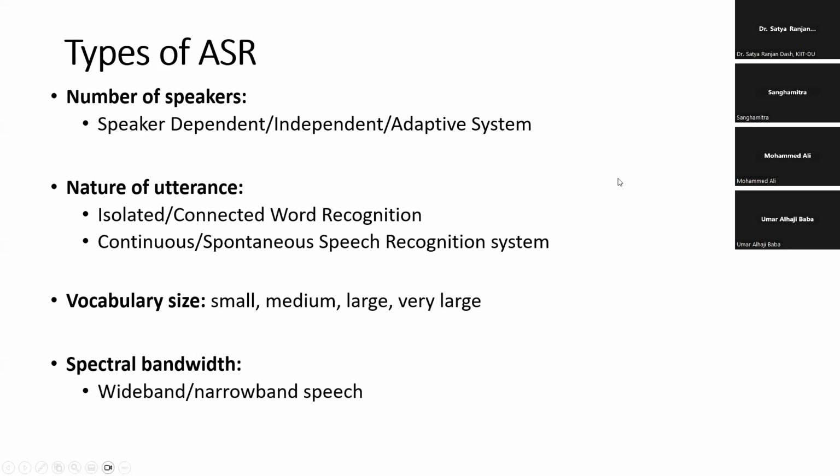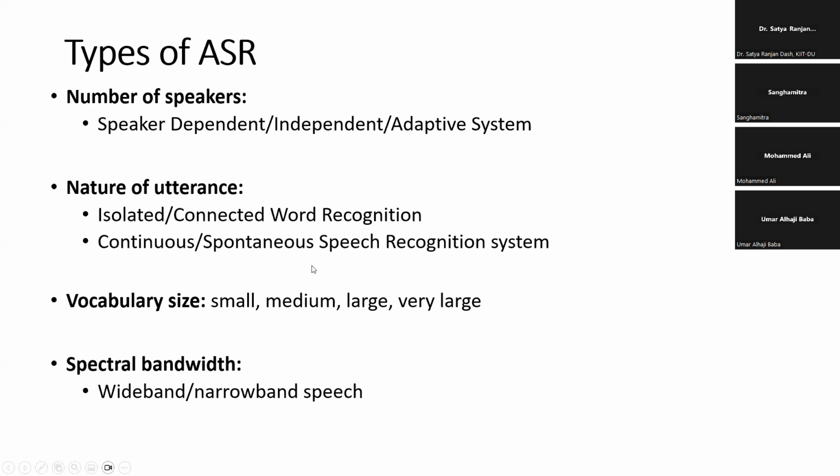Then based on the nature of utterance also, you will have different types of ASR systems. For example, the utterance that you are providing may be isolated words. Okay, so in that case, we have an isolated word recognition system, or it can be connected words. So in that case, we'll have a connected word recognition system, or if the system is able to recognize sentences spoken continuously, we'll have a continuous speech recognition system. And then the most complex one is the spontaneous speech recognition system, where the system should be capable of handling speech disfluencies, grammatical errors, etc., which are present in conversational speech.